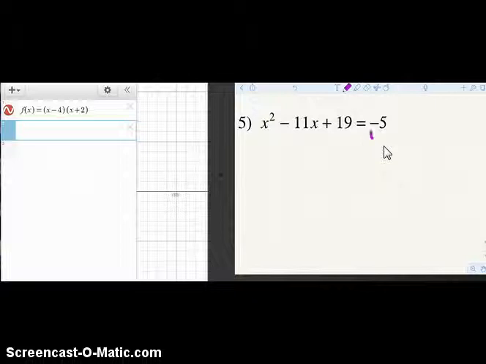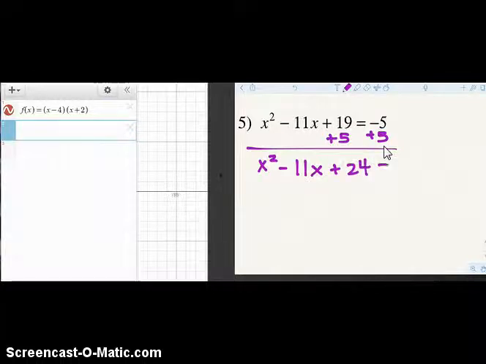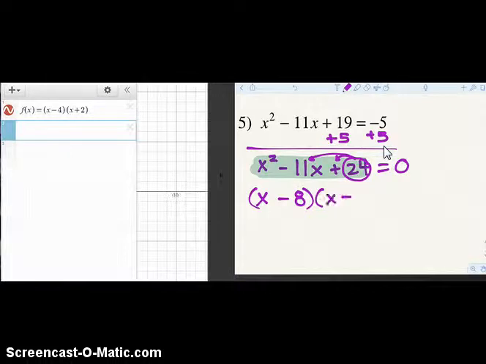So I need to get everything on one side of the equation and a 0 on the other. So I'm going to add that 5 on both sides. x squared minus 11x plus 24 is equal to 0. And this is just a quadratic that I know how to factor. So this is what I'm going to factor. Looking for factors of 24 that add to give me 11. What are they? The factors are 8 and 3. Signs are the same. They're both negative.